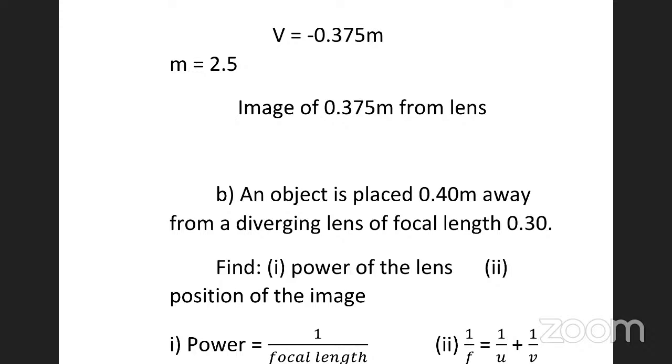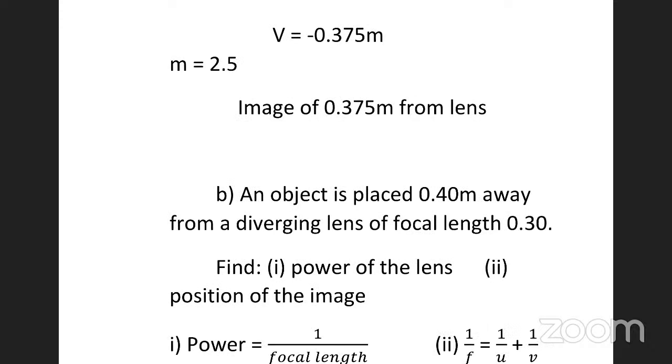All right, let's see if the pen will work here. So let's just see how it will work out, right? The object is placed 0.4 meters away, so U is equal to 0.4 meters from a divergent lens, which means our power should be negative, right? Our power should be negative. And the focal length is equal to 0.3 meters most likely, right? Find the power.